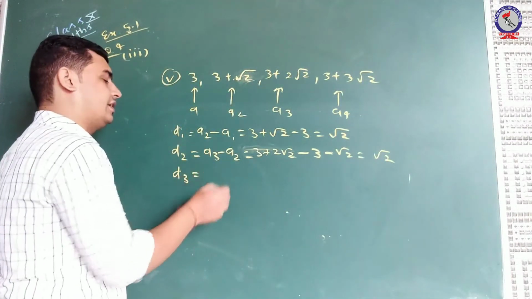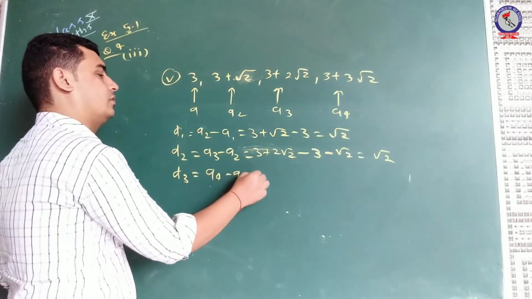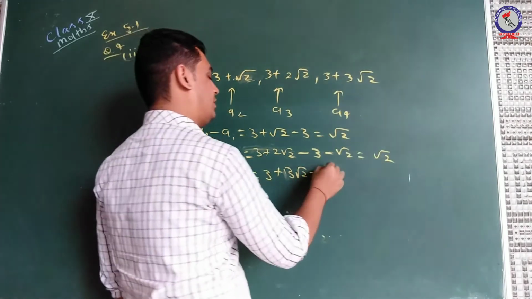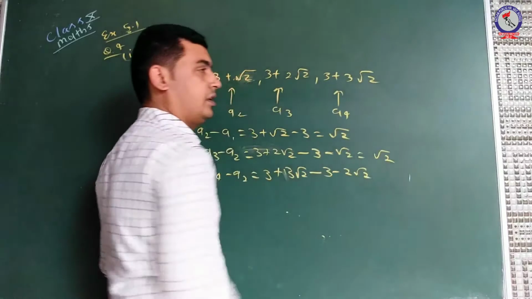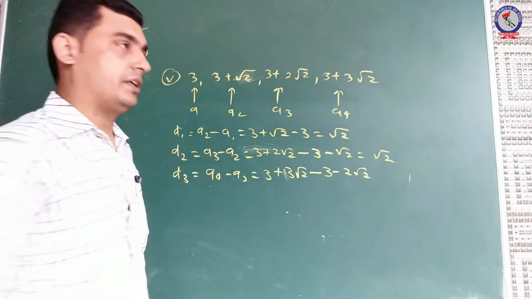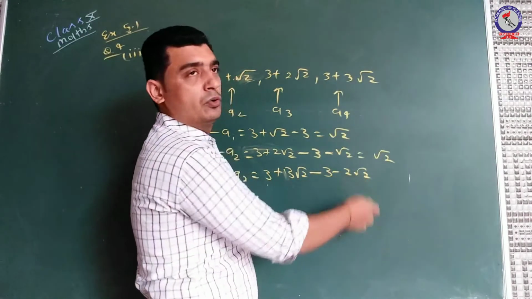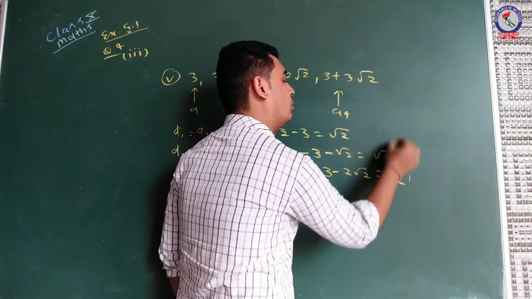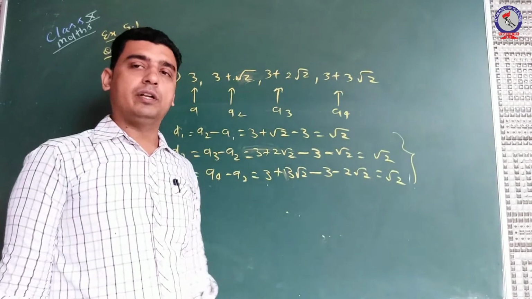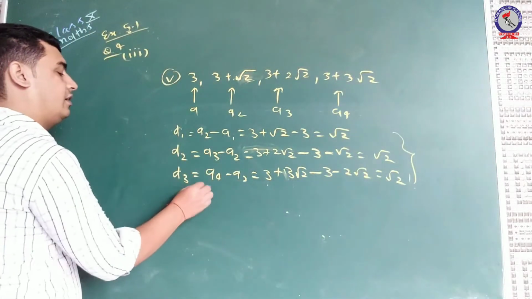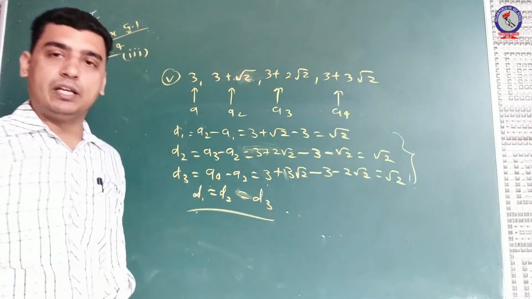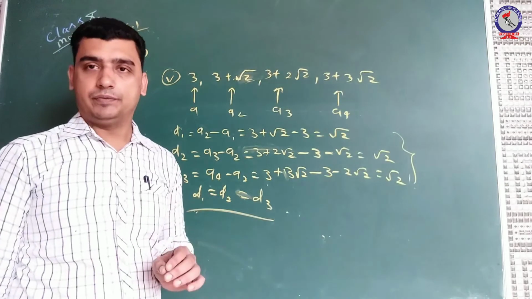Again we will check for D3. D3 will be A4 minus A3, so 3 plus 3 root 2 minus 3 minus 2 root 2. First we keep this in brackets, when the bracket opens both terms become negative. 3 and 3 cancel, 3 root 2 minus 2 root 2 is again root 2. So the common difference is equal, root 2. Got it? So here D1 is equal to D2 is equal to D3. So the given series is in the AP.